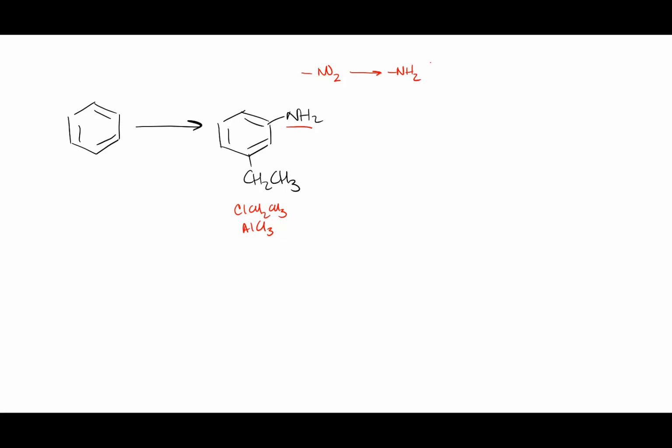Now, what's the big problem here? The big problem here is both of those are ortho-para directors. So now I have to think about, is there a way that I could convert or put on a meta director and then change it over into the group that I want? And there's actually two ways to do that. So let's put the NH2 group on first.